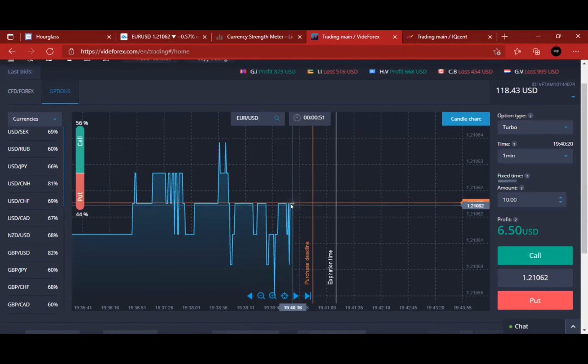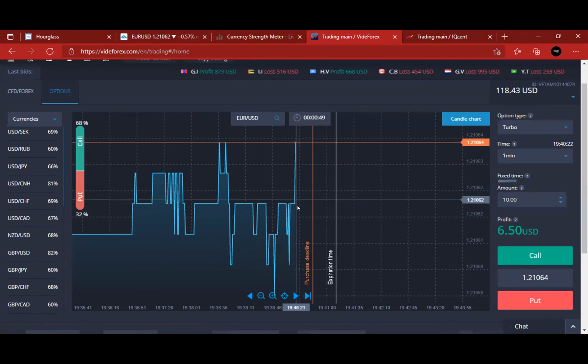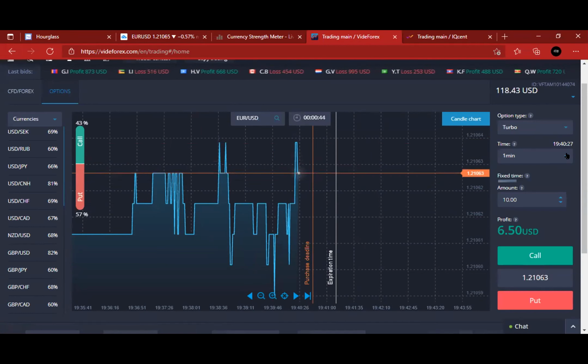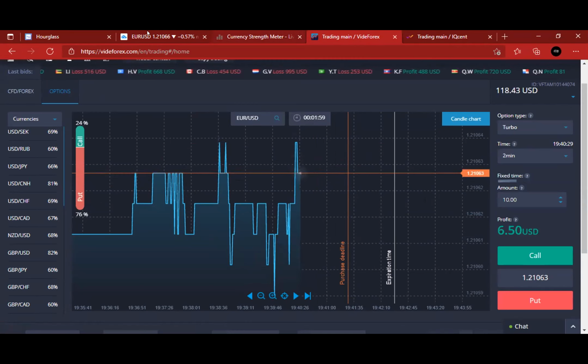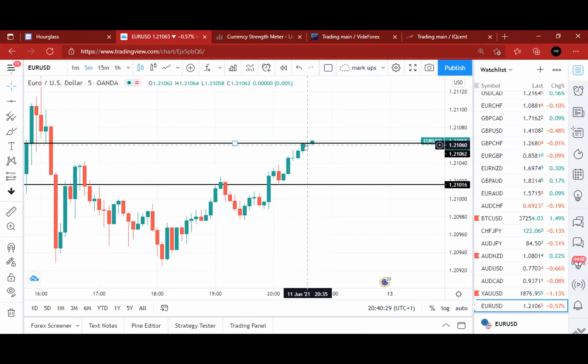0.62, right? So if I wanted to take this trade, I can do what? 0.62 or higher for yourself for 2 minutes. This is how I just pick my prices. So you can actually see, right?